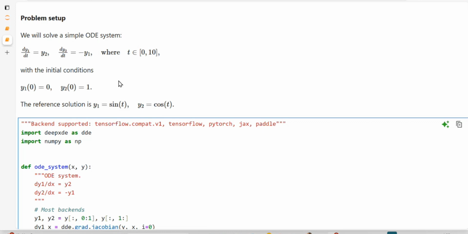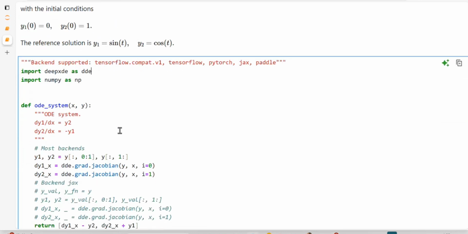So I would recommend you to see the deepxde, which I have used. In fact, I copied that code from the website. So proper credit goes to the deepxde.